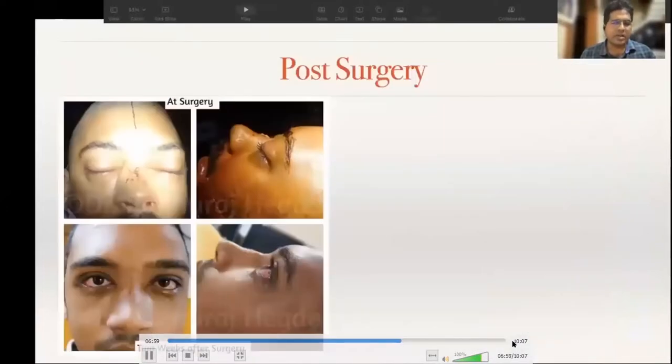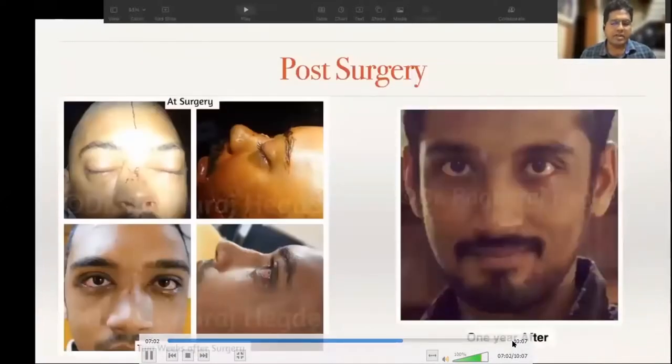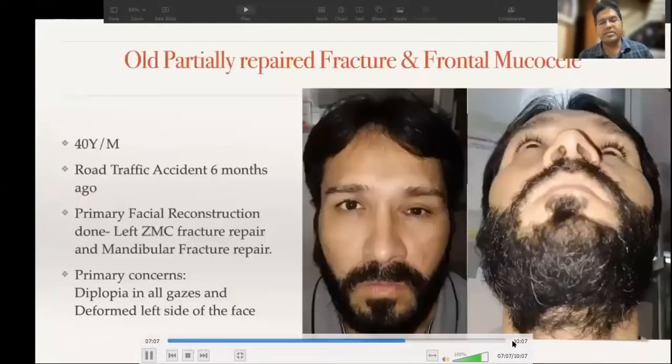This is about 2 weeks out after surgery. And this is about 1 year after surgery. This is a photo that the patient sent to me after a year of surgery.